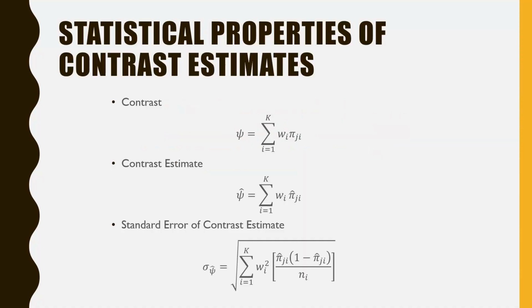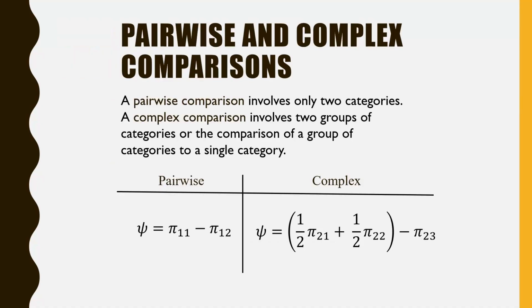What statistics do we need when we're comparing contrast? Well, first, a contrast is simply a sum of weighted proportions. In the case of the pairwise contrast that we see back here, you can think of a 1 and a minus 1 being in front of pi 1,1 and pi 1,2 respectively, and then you add those together. So you're adding up 1 times pi 1,1 plus negative 1 times pi 1,2.